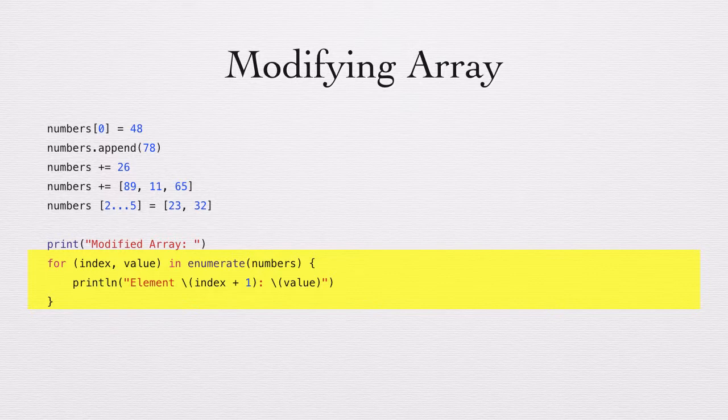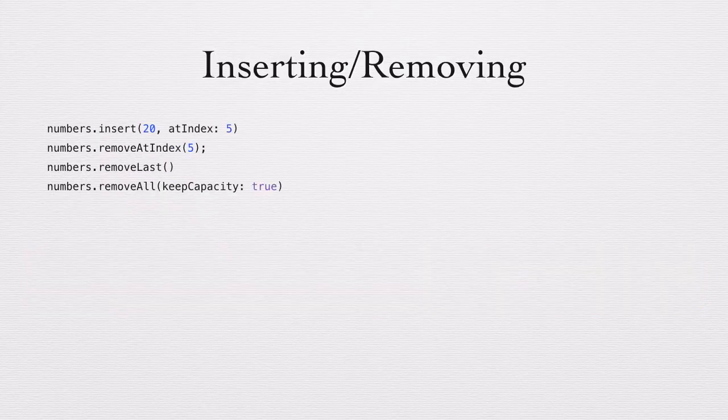Here is another interesting way of iterating over all elements of the array. We decompose the array into tuples and then print the elements of the tuple. You will learn enumerations later in the course. To insert or remove elements in the middle of the array, use the methods defined in the array class. The methods used in this slide are self-explanatory and I will not describe them further.